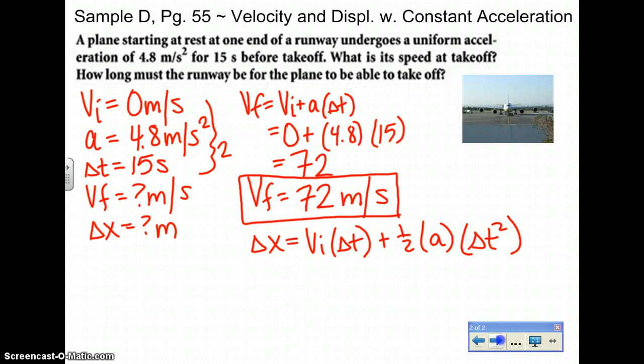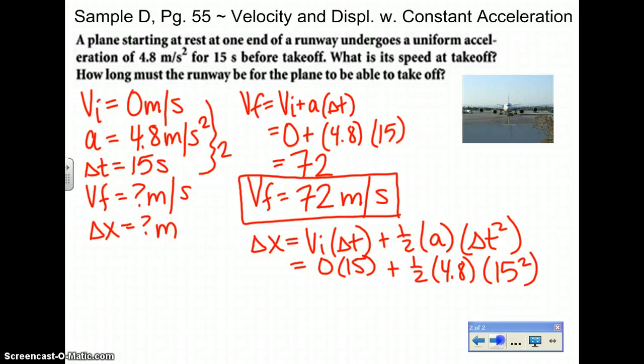Okay, so let's adopt that method until we feel totally cool and content with the way these problems are going. All right, so your VI was 0, and your time is 15, plus 1/2. Your acceleration was 4.8, and your time was 15 squared. Please, please, please note, it is just the time variable. It is not the entity of A times T squared. It is A times T squared. Makes sense? Please be cautious when you're putting that into your calculator.